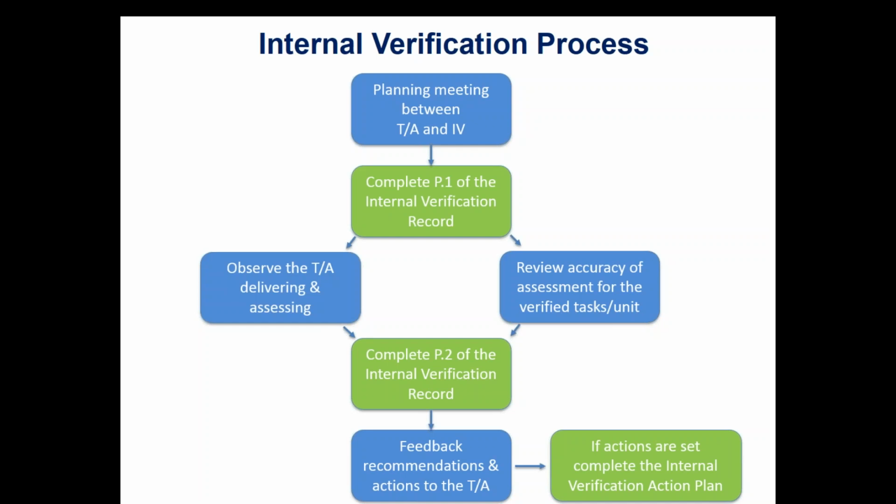Firstly, an observation of the tutor assessor conducting delivery and assessment of the qualification, and secondly, a review of the assessment decisions for a sample of learners or delegates against set tasks or units. On concluding both of these activities, the IV should complete page 2 of the internal verification record and provide their feedback to the tutor assessor. If actions are identified by the IV that the tutor assessor is required to carry out, these must be recorded and monitored on the internal verification action plan.